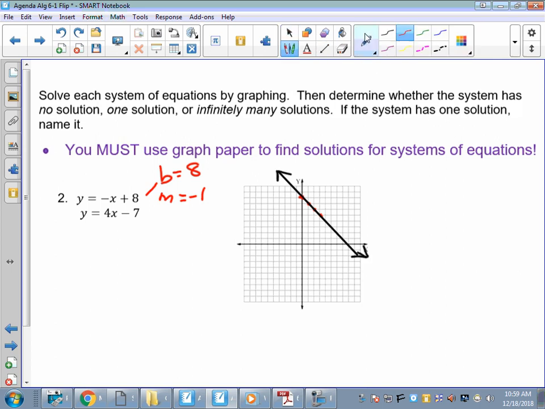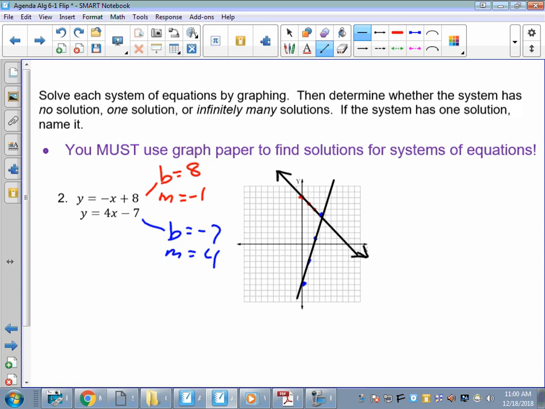Okay. The next one we also know is in y equals mx plus b form. It's got a b of -7, and it's got an m of 4. So in this case, I'm going to start down at -7, 2, 3, 4, 5, 6, 7, and that's my b value, and I'm going up 4 over 1, up 4 over 1, up 4 over 1. Okay, and then I'm going to connect those dots there, and then draw arrows to extend, and we're in good shape now.